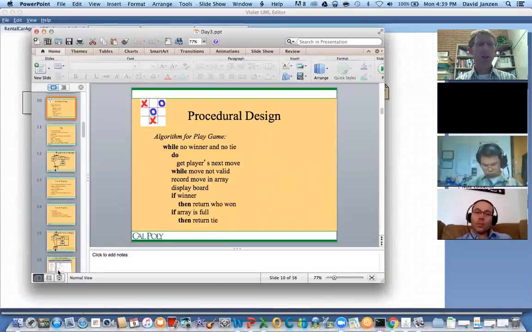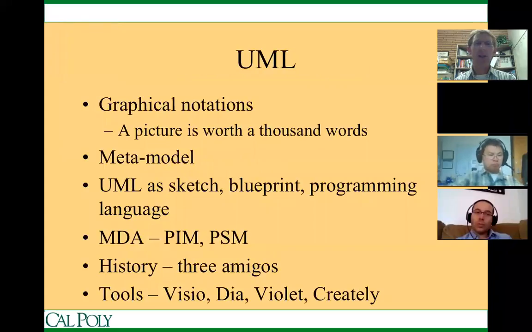So in UML, that leads us to how do we design things graphically in UML. We don't want to just write software. That's too much work. And so we want to use graphical notations. And so what is UML? It stands for Unified Modeling Language. And just a little bit of history on there.